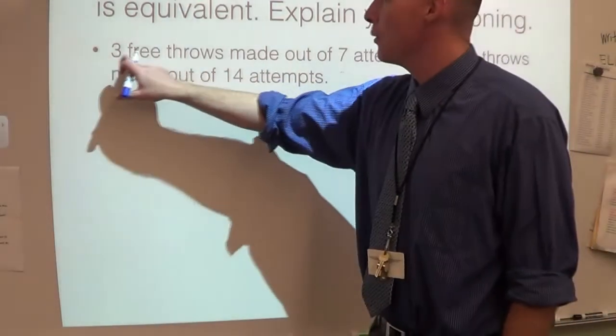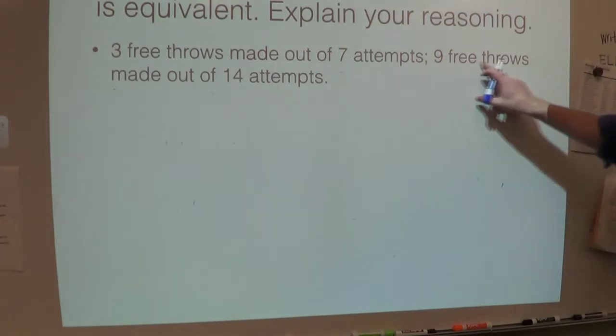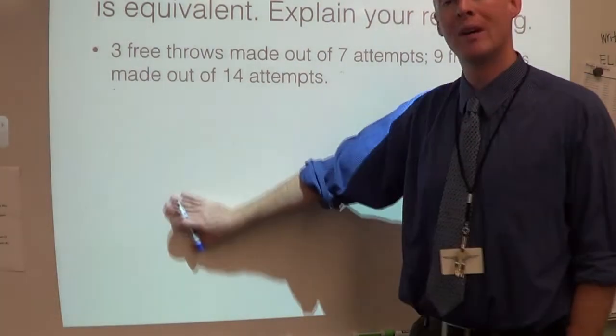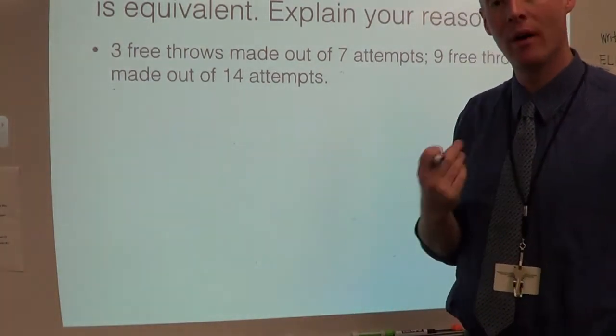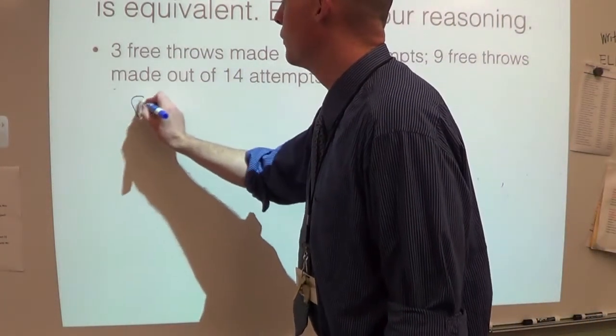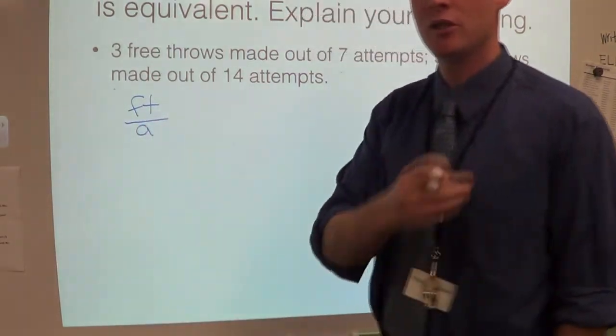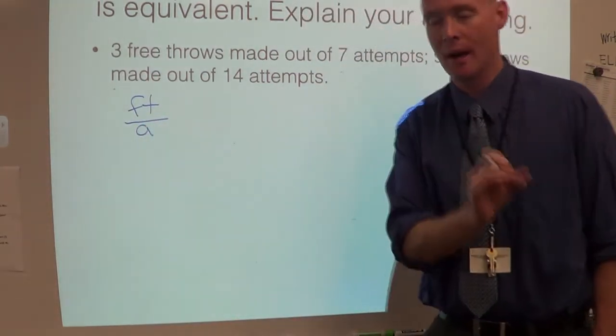So here I have 3 free throws made out of 7 attempts, or 9 free throws made out of 14 attempts. We just want to see, are these equivalent? I'm going to start word over word. Free throws over attempts. Notice I'm just using the first letter just to shorten it up.